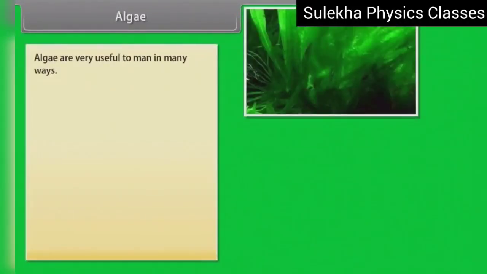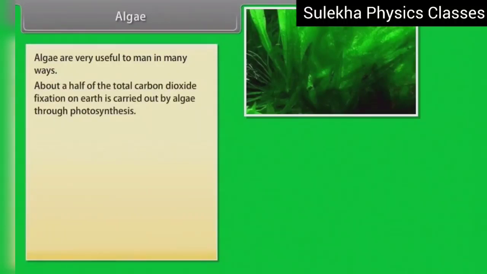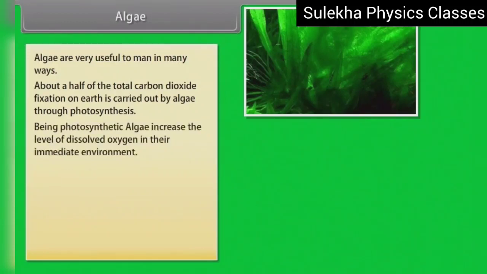Algae are very useful to man in many ways. About a half of the total carbon dioxide fixation on Earth is carried out by algae through photosynthesis. Being photosynthetic, algae increase the level of dissolved oxygen in their immediate environment.